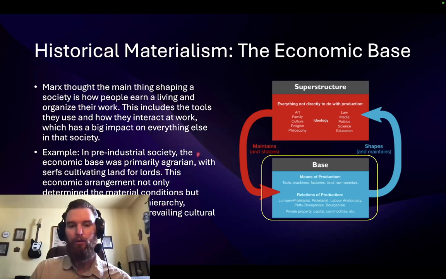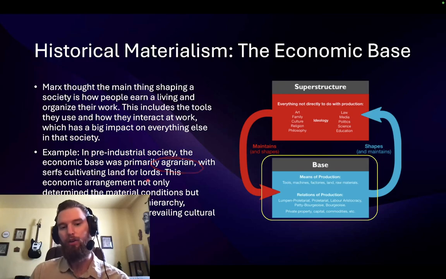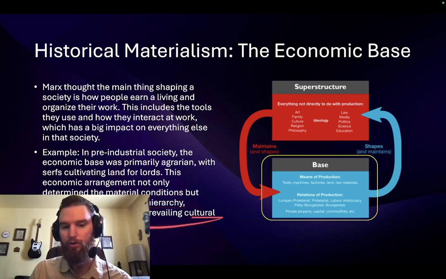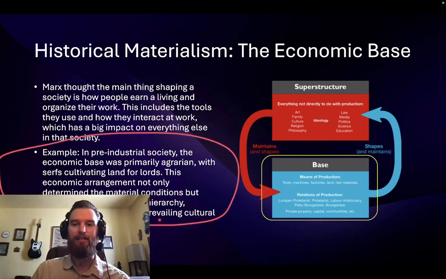So, pre-industrial society being agrarian, and the way that agrarian work was folded into society through things like serfs and lords, and classes of the time, then informs things like the social hierarchy, the political institutions, as well as the cultural norms of the time. Okay, so that's pre-industrial society as an example.